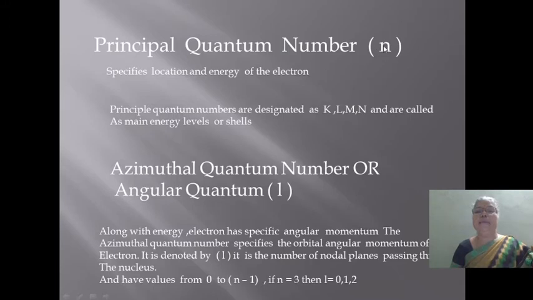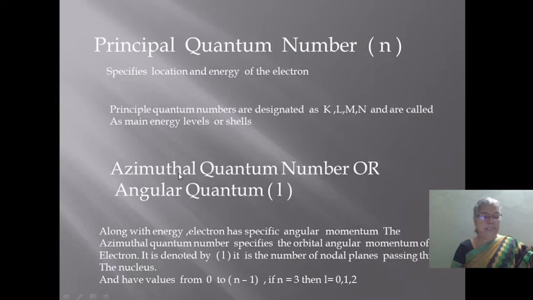When n equals 1, it is the first energy level, denoted by letter K. When n equals 2, it is represented by letter L. When n equals 3, it is represented by letter M. And when n equals 4, it is represented by letter N. These K, L, M, N are the main energy levels.